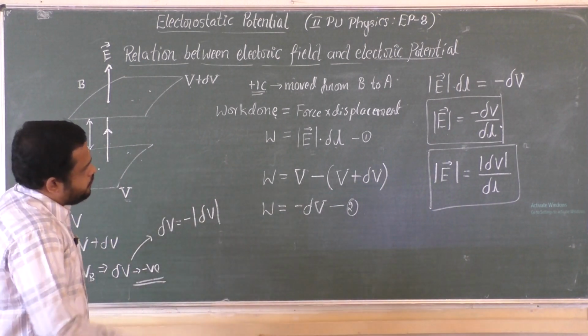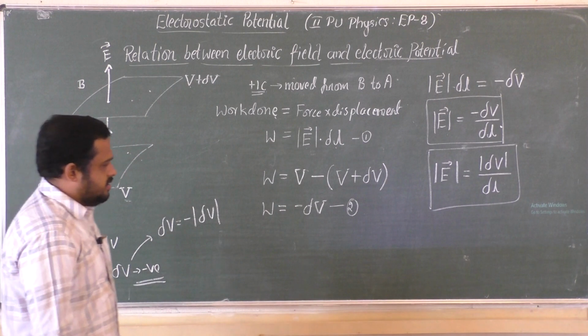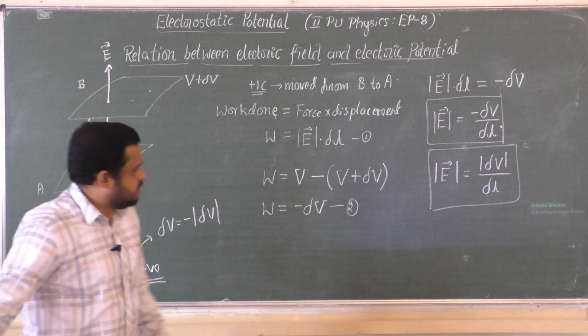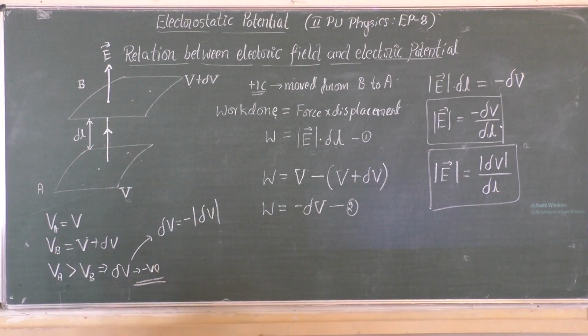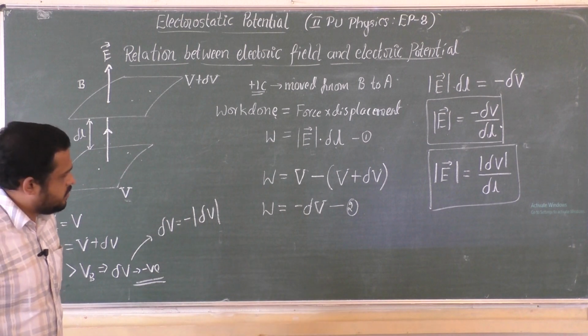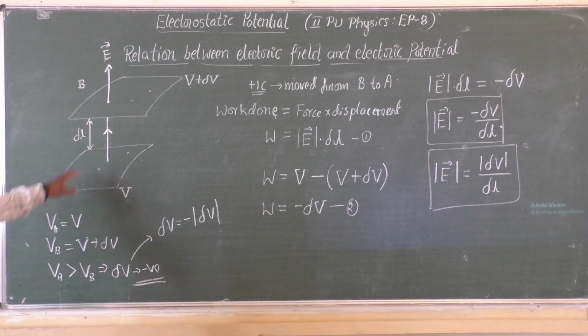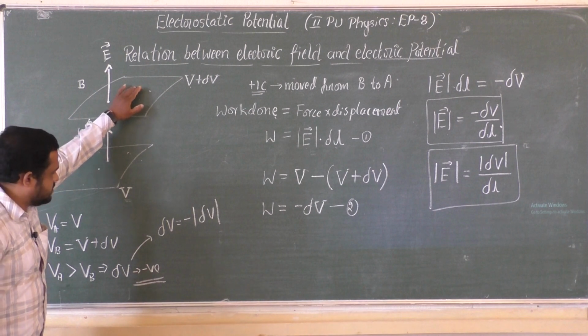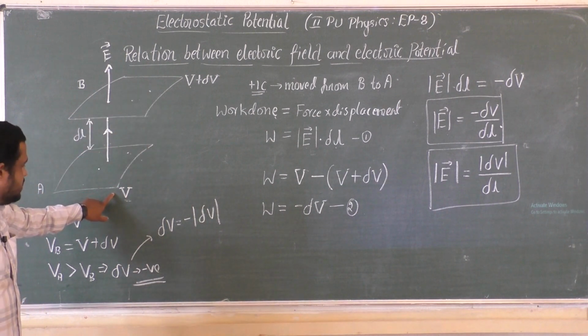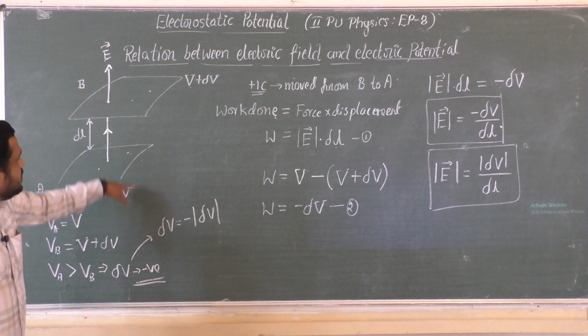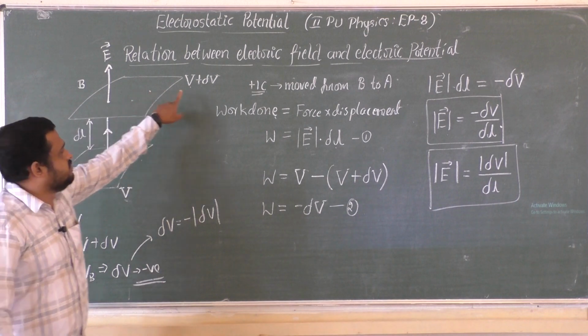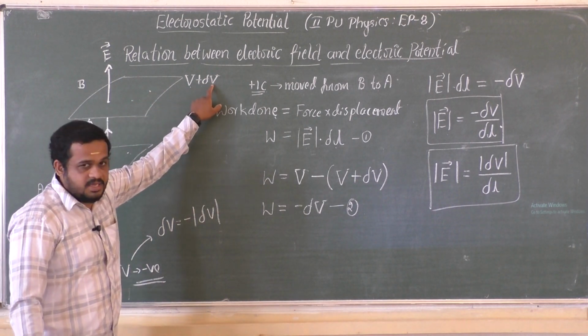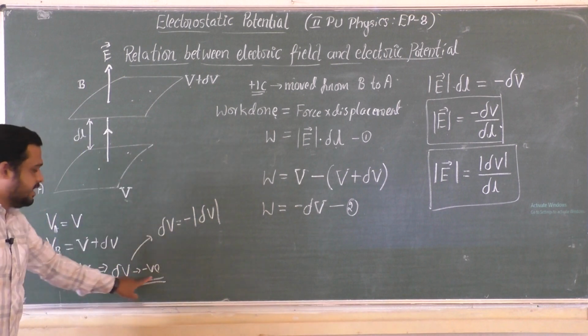Now, that is the relation between electric field and electrostatic potential: E is equal to delta V divided by delta L. I think it is clear. Okay, so we started with the two equipotential surfaces. Surface A at higher potential with the potential value V, surface B at lower potential with the potential value V plus delta V, where delta V is a negative value.